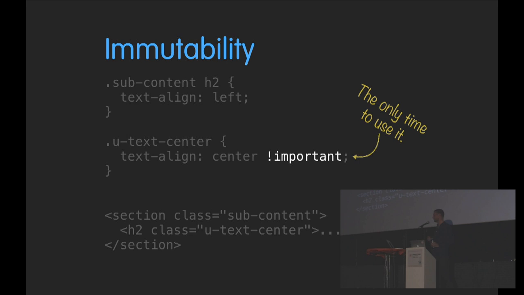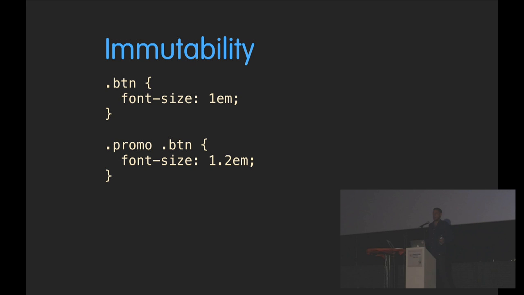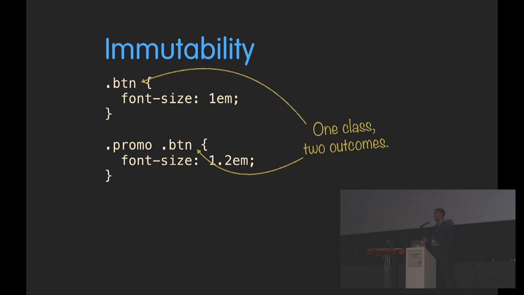Another example of mutations in CSS is nesting, right? Nesting is really bad in CSS. What we're doing is we're mutating button. Button exists once in every context, but specifically when it's in a promotional area, it changes, right? We've mutated how button behaves. Button has one input, two outputs. This is a mutation.